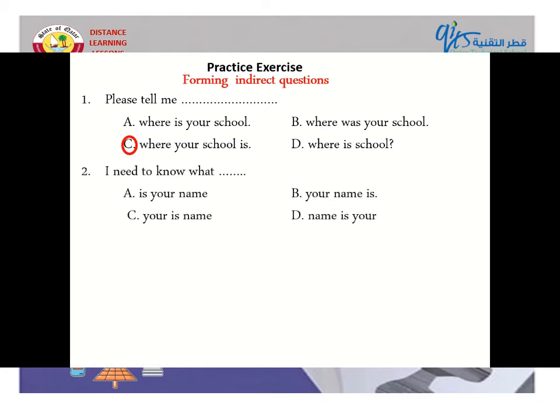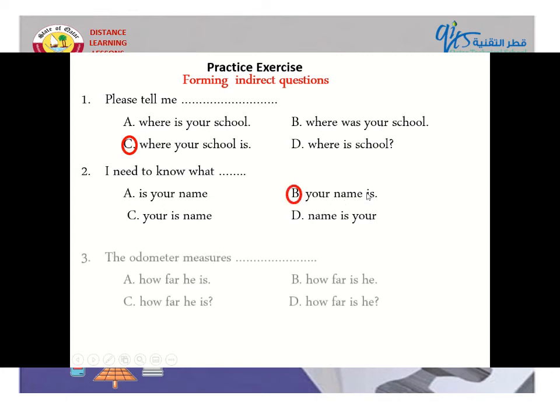Number two, I need to know what ___. Okay, now we have the phrase here, we have the question word, so we need to have subject and verb, just like in the affirmative sentence. So we have verb here and subject, no. Your name is. Your name is, so subject and a verb. Your is name, doesn't make sense. Name is your, doesn't make sense. So our answer is B. We have subject and a verb.